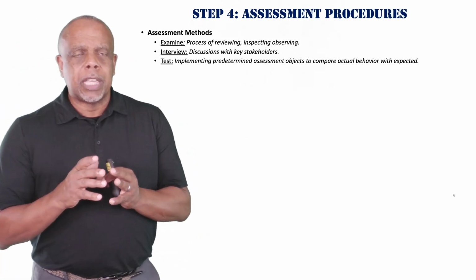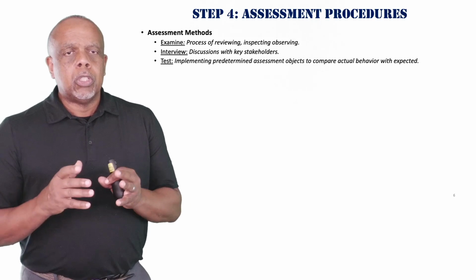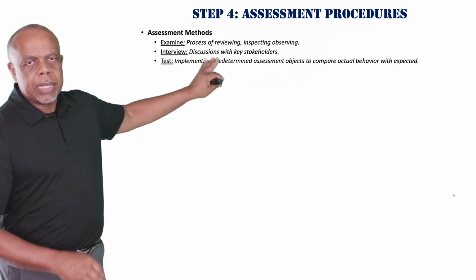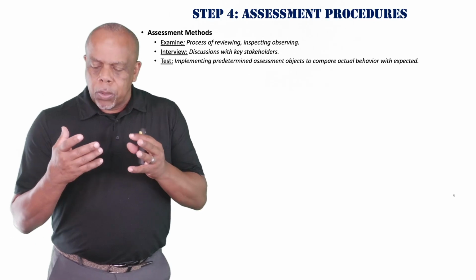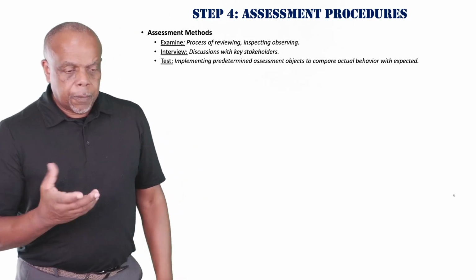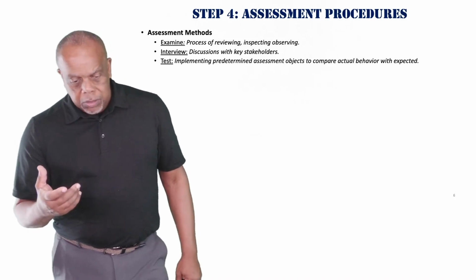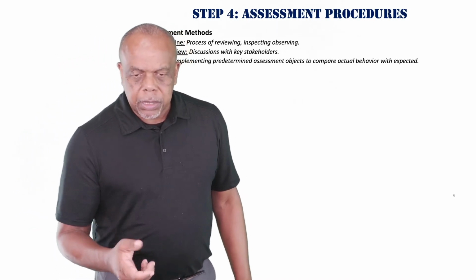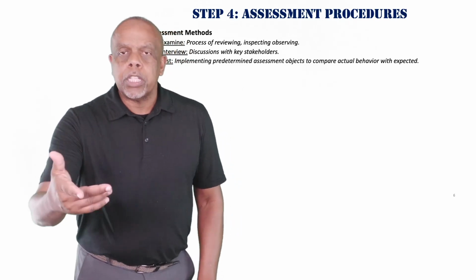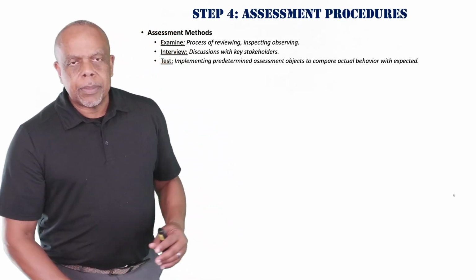There are really 3 methods that we will typically use to assess controls. We can examine a control, and that is where we're just going to basically review, inspect, and observe. So that would be if I just walked up to the door where I just replaced stuff and did a visual inspection. I watched you while you replaced it, and I've done an examination.